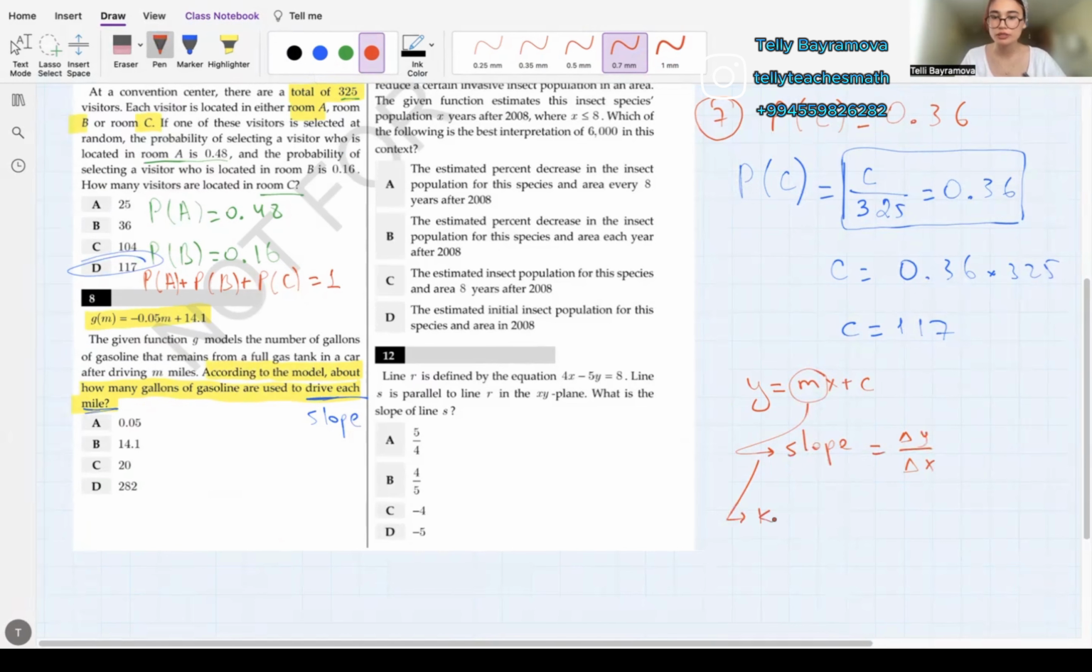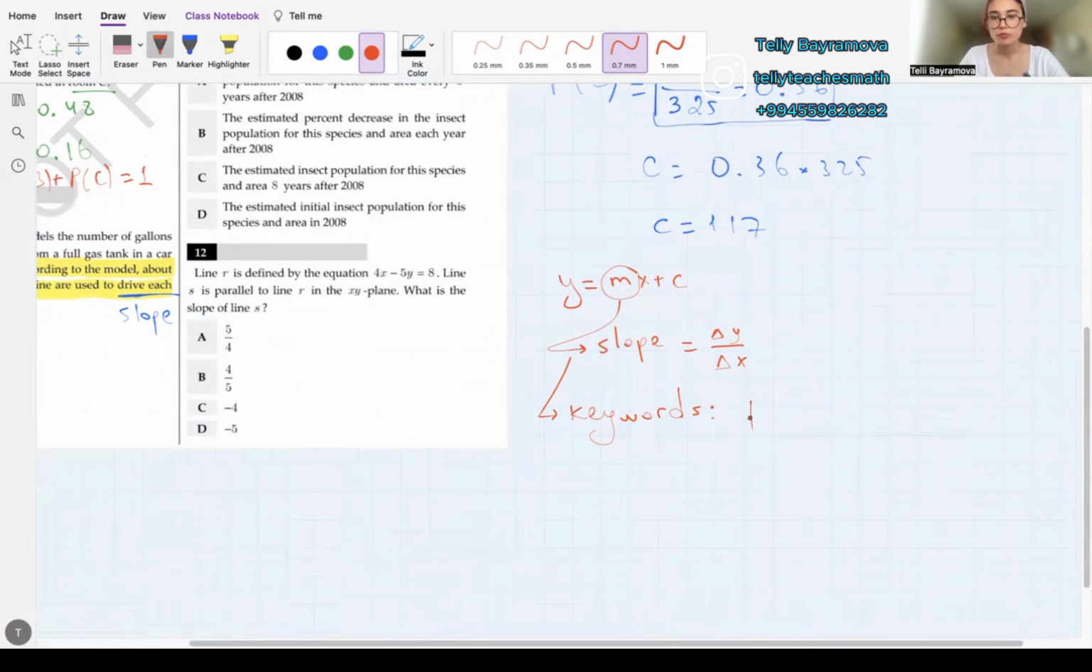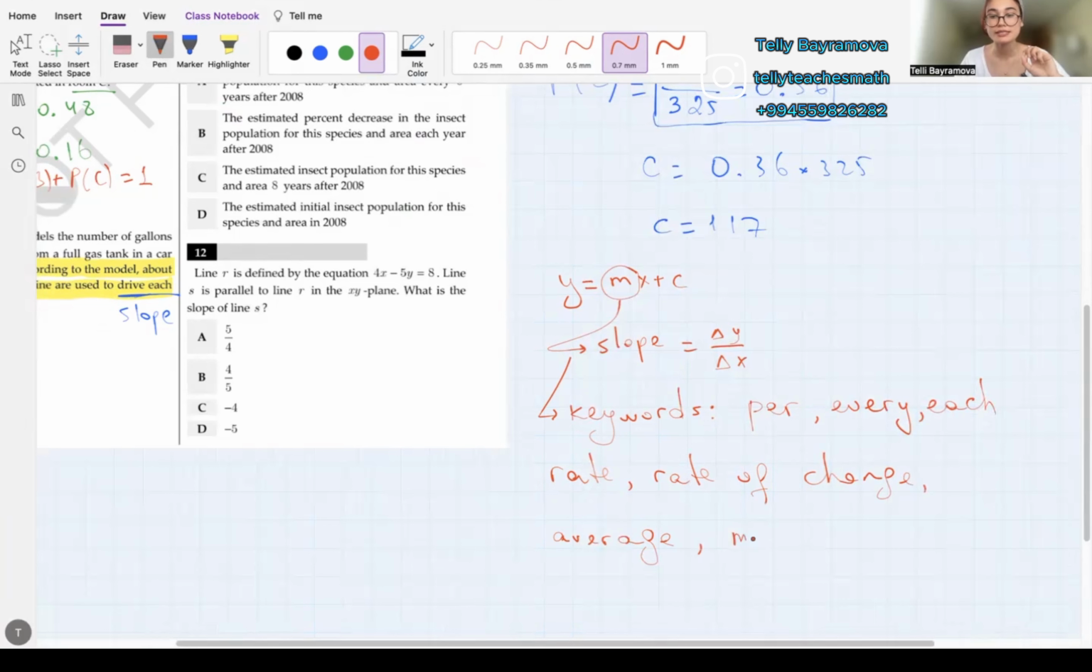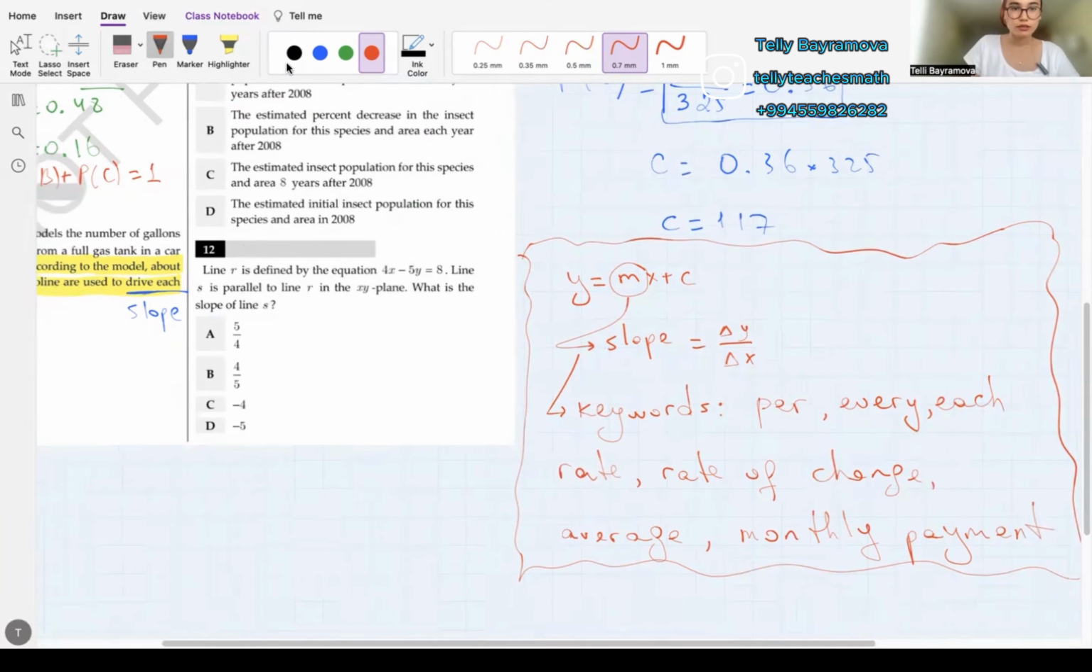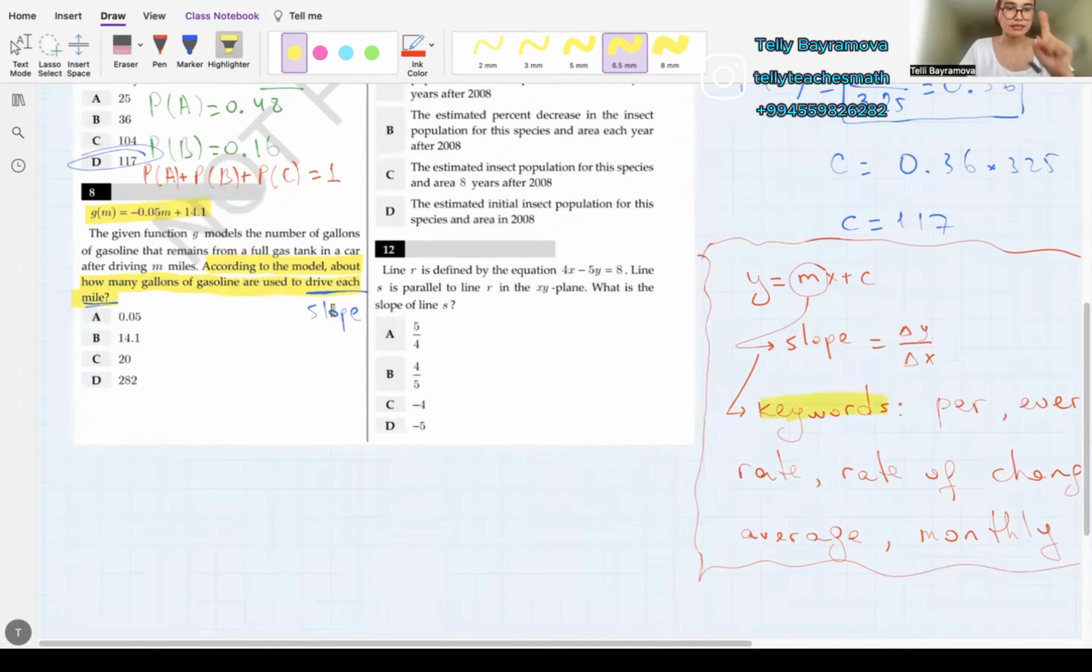The keywords which are important to know before the exam: per, every, each, rate, rate of change, average, and an important one is monthly. Let's write monthly payment. This one is very important for SAT. Learn these keywords. So we said that this is a keyword for slope.